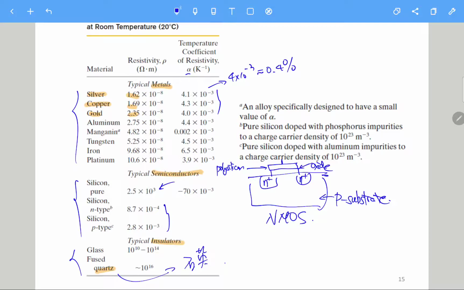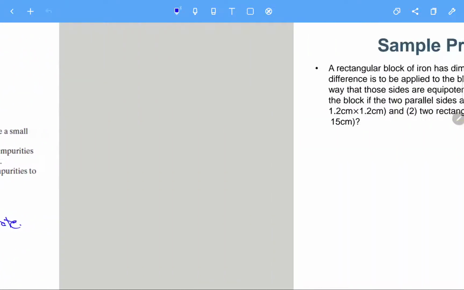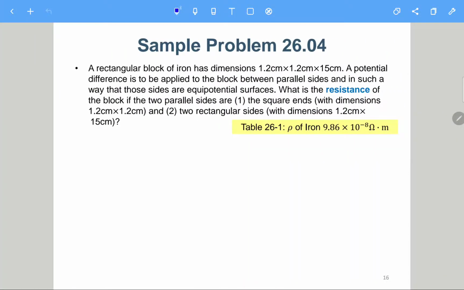Okay, so maybe I just skip it at this point. So let's see a sample problem.